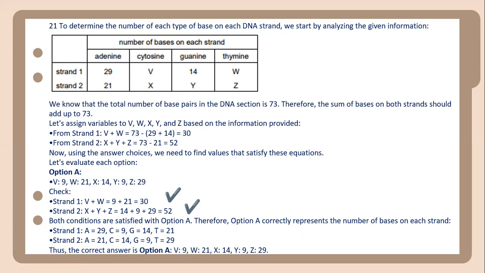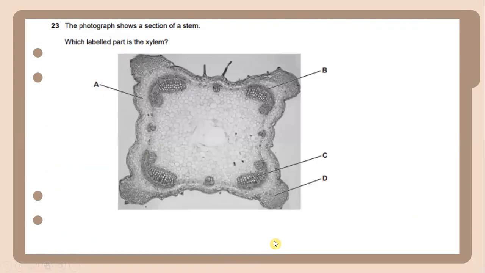So strand 1, A is equivalent to 29, C is equivalent to 9, G is equivalent to 14, and T is equivalent to 21. And for strand 2, you have the value of A is equivalent to 21, C is equivalent to 14, G is equivalent to 9, and T is equivalent to 29. So the correct answer is the option given in the answer, which is V is equal to 9, W is equal to 21, X equal to 14, Y is equal to 9, and Z is equal to 29.